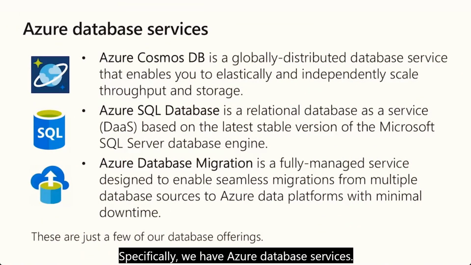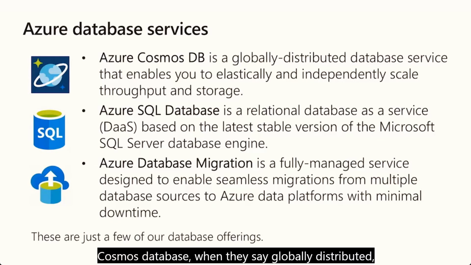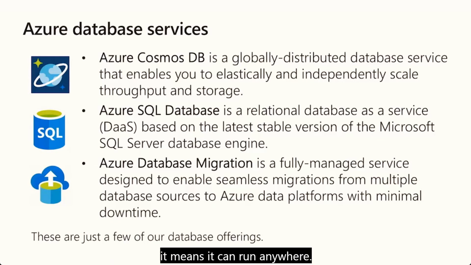Specifically, we have Azure Database Services. We have the ability inside of Azure to store lots of databases. We have a Cosmos database server, a globally distributed. It's a NoSQL database. It's table type storage. Cosmos database, when they say globally distributed, it means it can run anywhere.